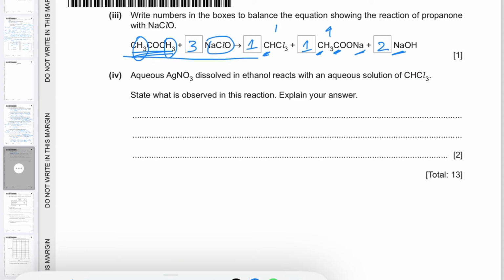Part 4, aqueous silver nitrate dissolved in ethanol reacts with an aqueous solution of trichloromethane. State what's observed in this reaction, explain your answer. So whenever you have silver ions and chlorine ions free to react together, they will undergo a precipitation reaction to form the white precipitate silver chloride.